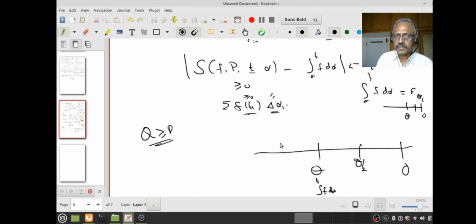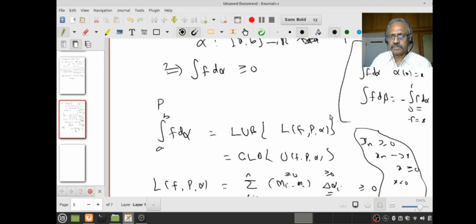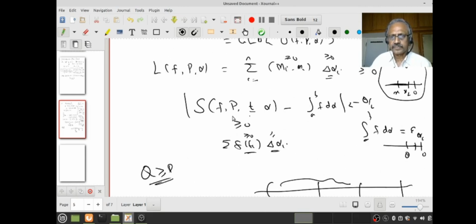This is negative, therefore it will all lie here. For all partitions q finer than p, for any set of tags t, this will be in this interval. That means this has to be negative. That's a contradiction. Exactly the same proof as you did for sequences, but this is the simplest and easiest proof.